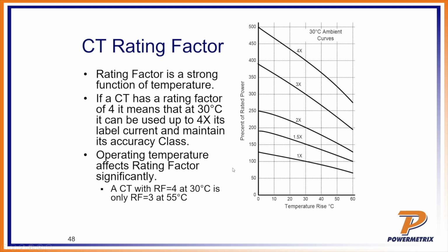So that means if I have that 100 to 5 CT with a rating factor of 4, but I place it in a situation where the temperature is much higher than 30, and in this case we're looking at 55 C, which is 140 degrees Fahrenheit, and you know in some of these situations we're getting up to temperatures like that and higher, then you can no longer rely on that CT at 400 amps because the temperature is too high. It's only good for up to about 300 amps to maintain its accuracy.